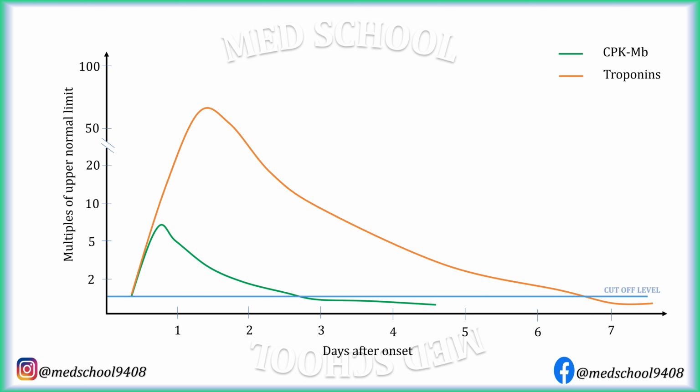Suppose patient got reinfarction at day 5. Troponin level will not be useful because levels remain elevated due to first infarction. But raised CPK-MB level on day 5 can be an indicator of reinfarction.